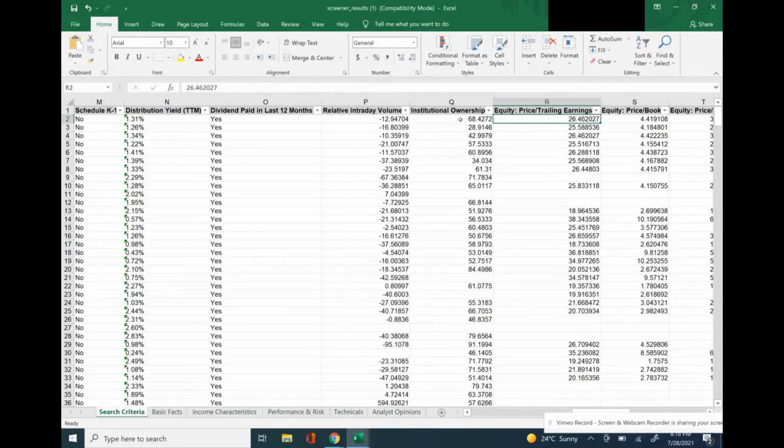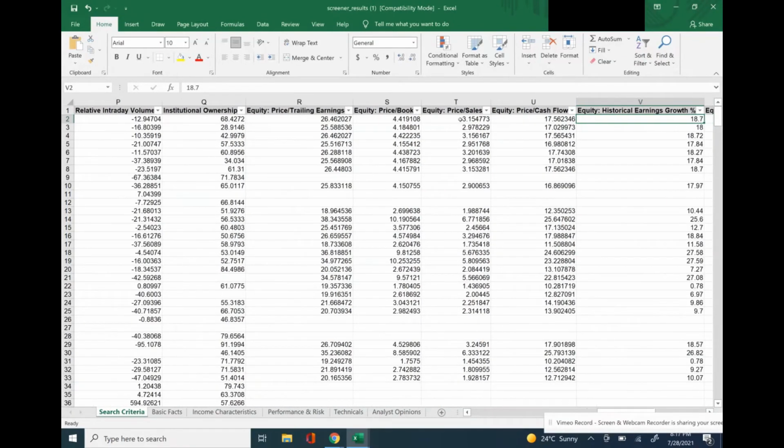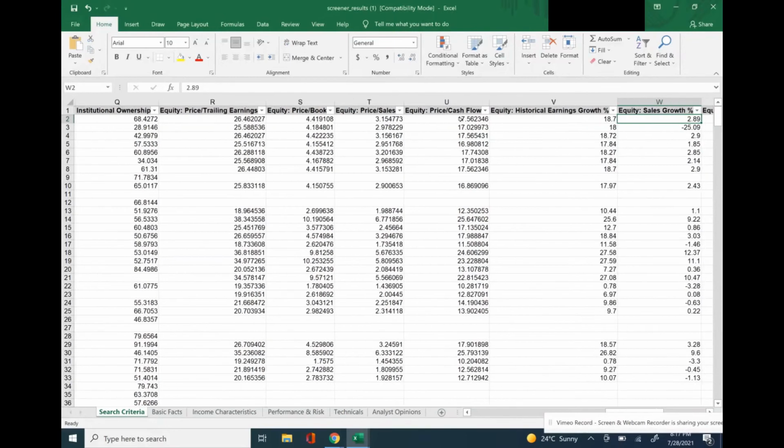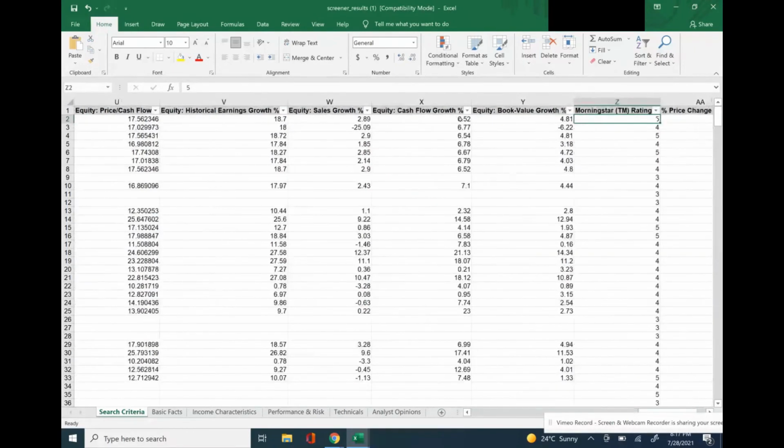Price to book, another valuation metric, price to sales, price to cash, as well as your historical earnings percentage. Again, these are important considerations to take into account before looking at an ETF. You can also look at your cash flow growth percentages, but for investing 101, if you've taken all these into account, you're way ahead of others. Your book value percentage and your Morningstar rating. As I mentioned, if Morningstar gives this particular ETF a 5, it means it's a high quality ETF.